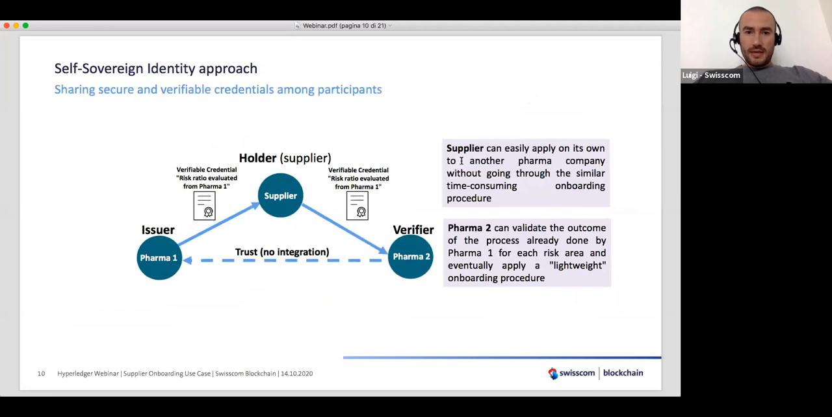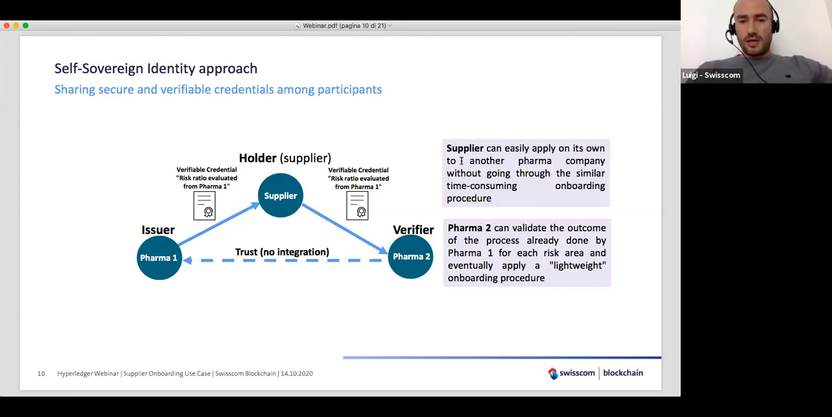Yes, and so what we applied mainly, if you are familiar with SSI, is the typical issuer, holder, verifier chart that SSI is, let's say, capable to support in terms of technical capability. And this is the concept that we applied in this use case in order to provide a technical solution that is trying to enforce security, privacy, and authenticity of the information.